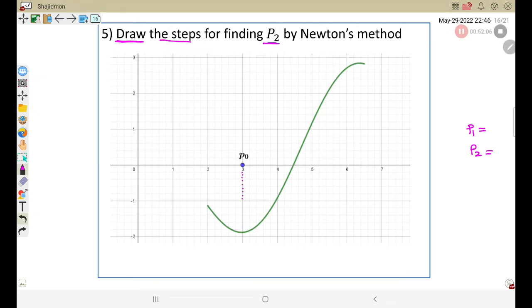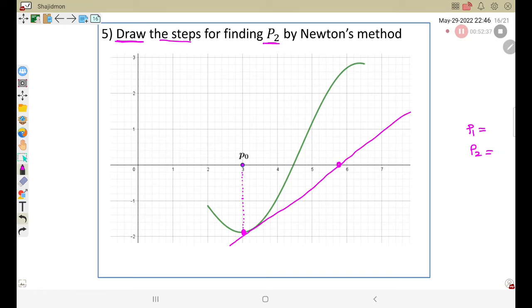So P0 number is given in the question. Start from P0 and mark the P0 number on the graph first. It will come here. After that, draw a tangent line passing through the point P0. I am not highlighting the number here because I am just drawing roughly. So the line is coming like this.